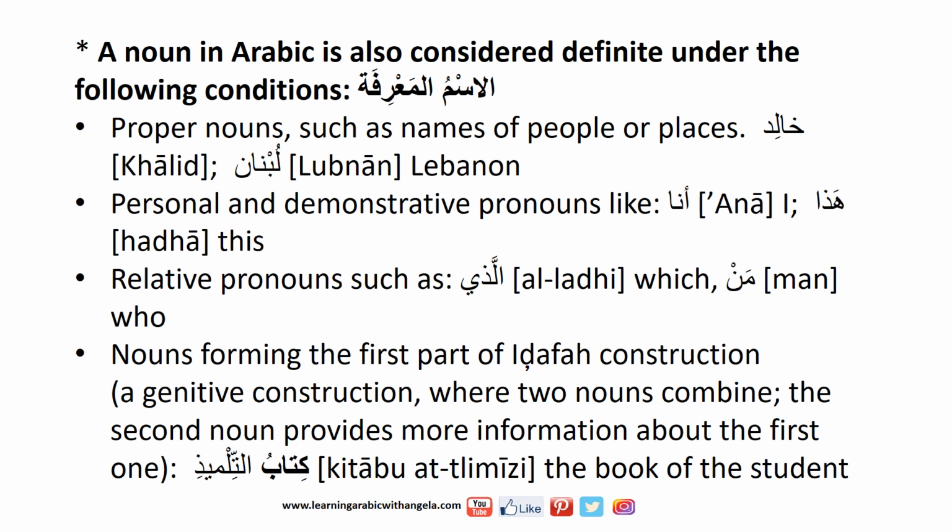Personal and demonstrative pronouns such as ana, which means I, هذا, which means this. Relative pronouns such as الذي, which, or man, which means who. And nouns forming the first part of something called an idafa construction, which is a genitive type construction where two nouns combine together and where the second noun usually provides more information about the first noun, such as possession. For example, كتاب التلميذ, so the book of the student.